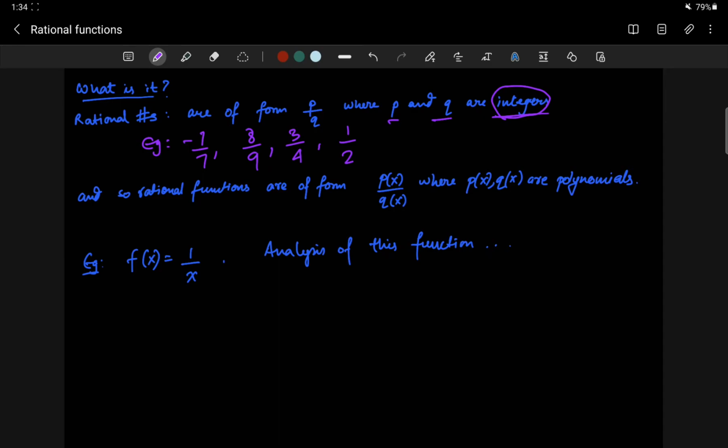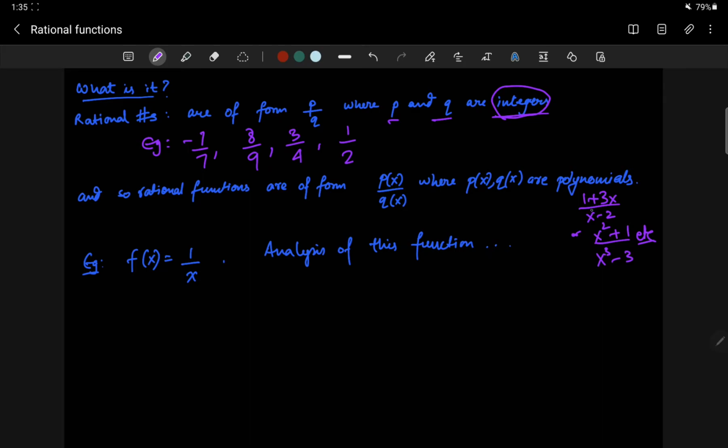And so, in an analogous manner, we define rational functions, which are to be of the form p(x) over q(x), where p and q are polynomials. Okay, remember, polynomials are basically many terms, right? So things like (1 plus 3x) over (x minus 2), or (x squared plus 1) over (x cubed minus 3), etc. So these are all considered to be rational functions.